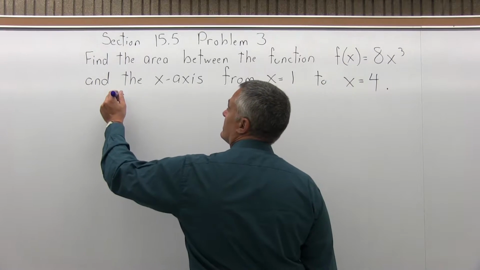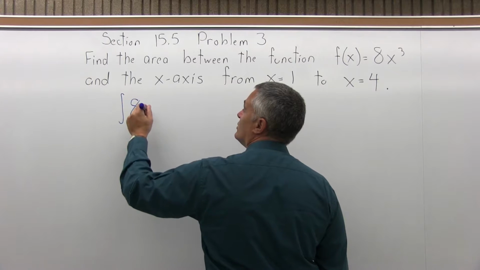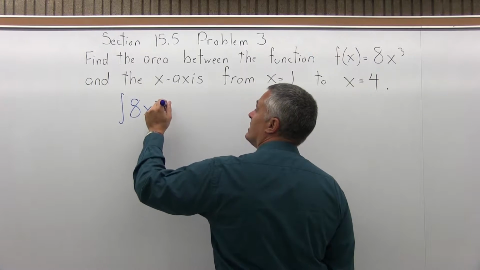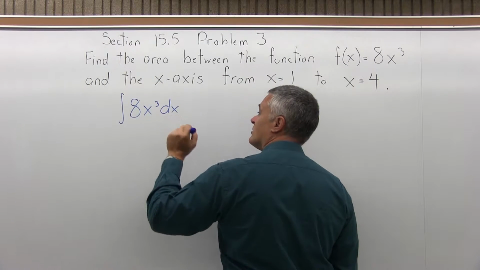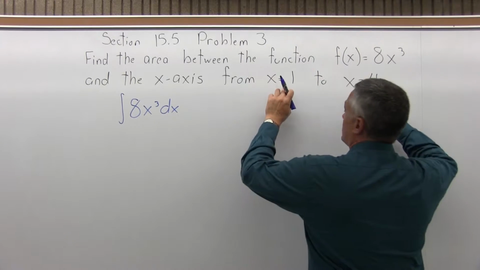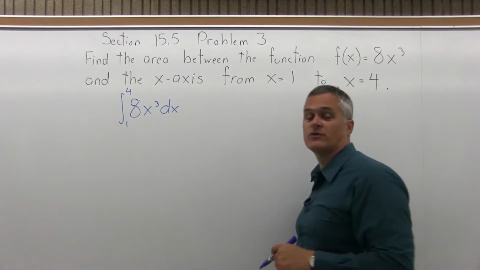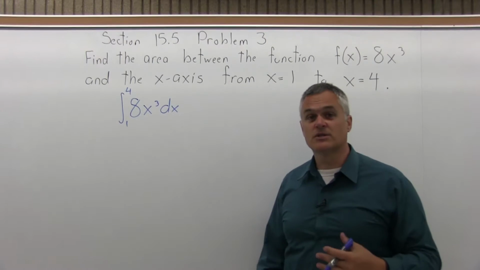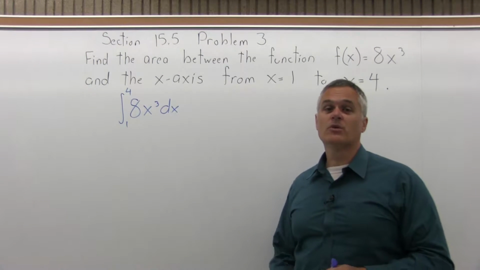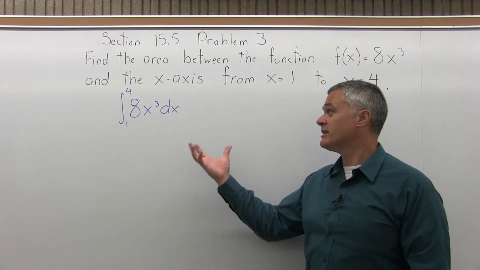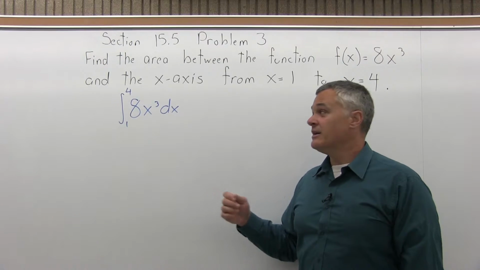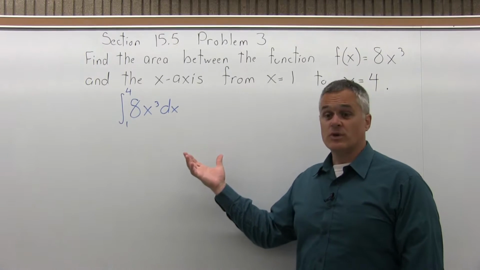We're going to take the integral of the 8x cubed, which is our given function. We put a dx with that because we're doing an integral. And the x equals 1 and the x equals 4 will be our limits of integration. The larger value, which is the 4, will be the upper limit of integration, and the smaller value, the 1, will be the lower limit of integration. So we have to solve that definite integral. And to do that, it's a 4-step process.